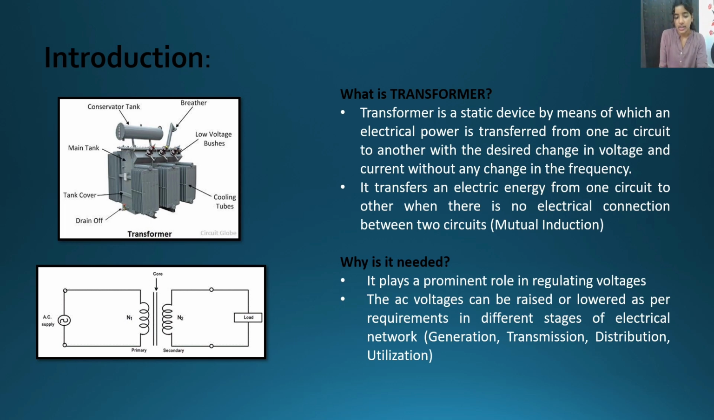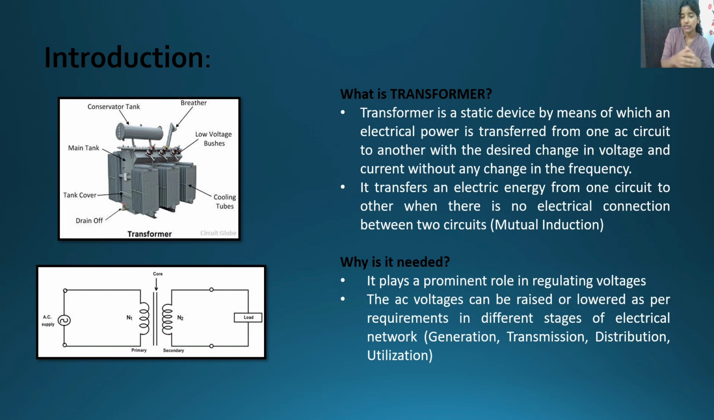The first one, what is a transformer? A transformer is a static device by means of which electrical power is transferred from one AC circuit to another with the desired change in voltage and current without any change in the frequency. In this definition, you need to concentrate on two main terms. One is the transfer of electrical power from one circuit to the other circuit, and the second term is change in voltage and current. Coming to the first term, we can see the main term, that is AC circuit. Obviously, if we say the word transformer, there is the AC thing that is related to the transformer.